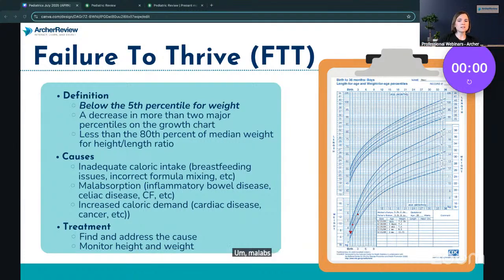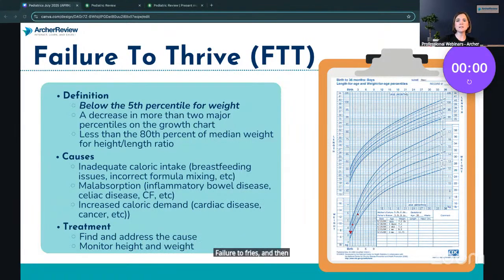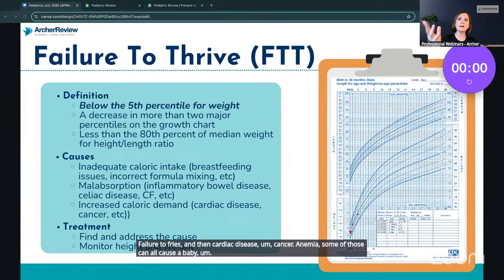Malabsorption issues, obviously. Inflammatory bowel disease, you'll have other symptoms going on with that. Celiac disease, cystic fibrosis, all of those can cause failure to thrive. And then cardiac disease, cancer, anemia, some of those can all cause a baby to have failure to thrive.